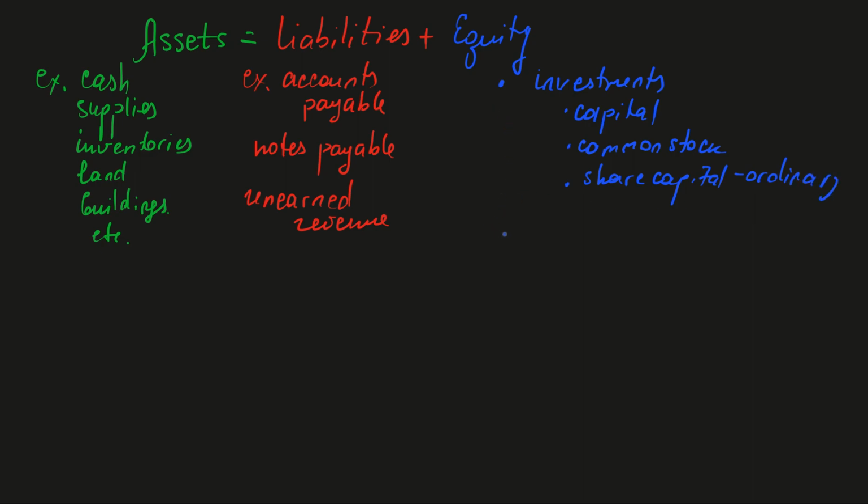And the second component of the equity is retained earnings. Now, retained earnings is basically the net income or profit, minus dividends. So this is the simple formula of retained earnings. And we already know that net income is specifically revenue minus expenses.